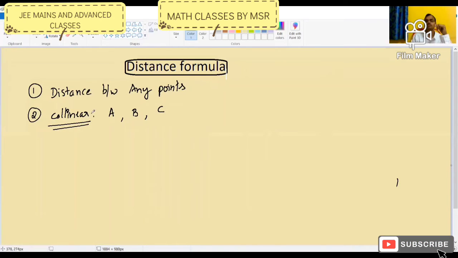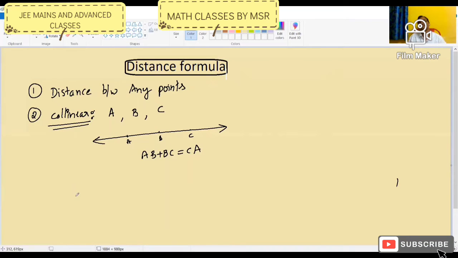So what is meant by collinear? Collinear means the points which lie on the same line are called collinear points. If you take a line, A, B, C are points lying on this line, so we can say that these 3 points are collinear points. Once these 3 points are collinear, we can say AB plus BC will be how much?